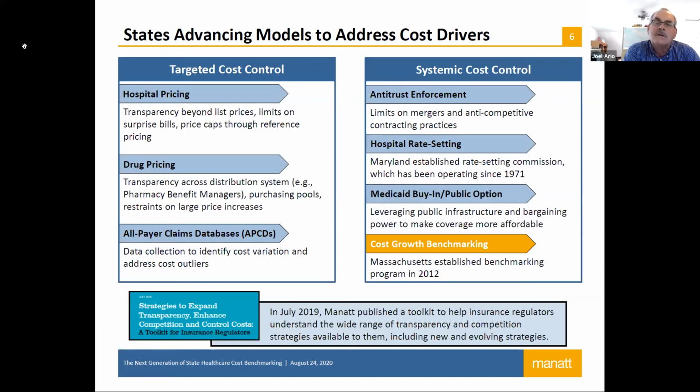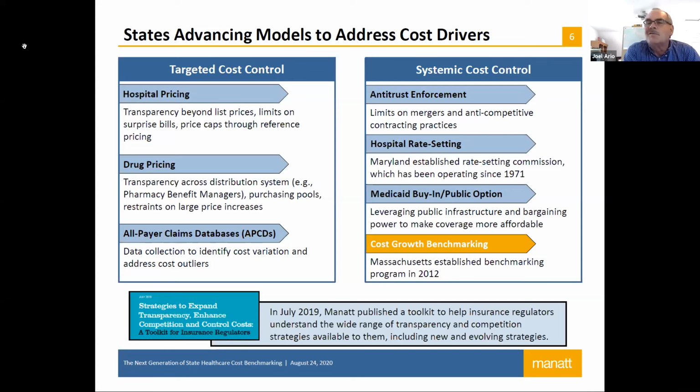cost outliers. On the systemic side, obviously antitrust enforcement continues to be an important area, although we continue to see consolidation, particularly on the provider side. That usually begets more consolidation on the insurer side. And so maybe coming out of COVID, now we're going to see even more of those trends. So there'll be many people calling for more vigorous antitrust enforcement. Sometimes works, sometimes does not.